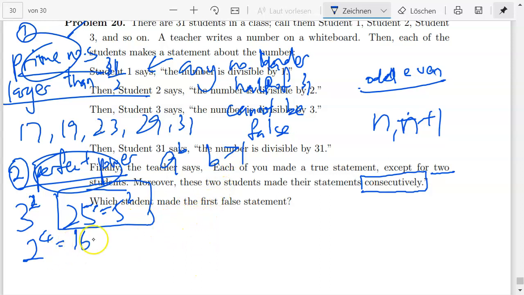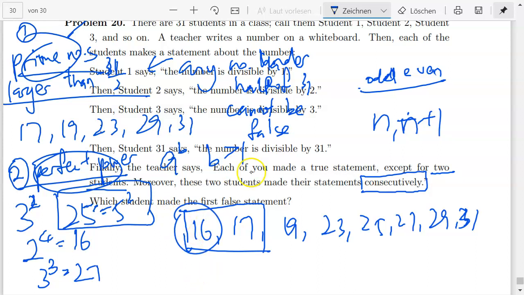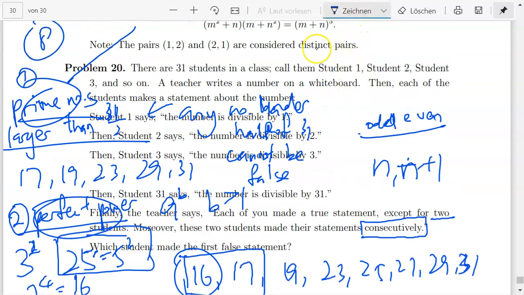So now we have the whole list. Now we have 2 to the power of 4 is 16, and then we also have 3 to the power of 3 is 27, and then we also have 5 squared equals 25. And then do we have any more? Okay, so now we list out all the possibilities. We have 16, we have 17, 19, 23, 25, 27, 29, and 31. So over here, the only 2 numbers which are consecutive are 16 and 17. And the first student who made the first false statement is actually student 17.